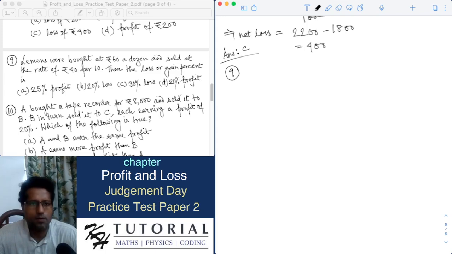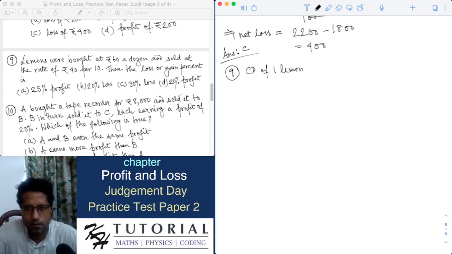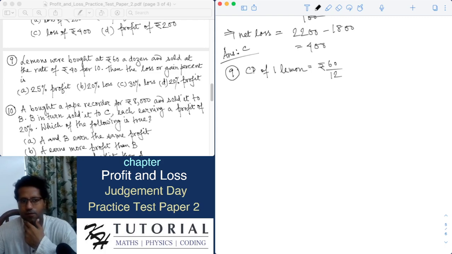So lemons were bought at rupees 60 a dozen. So we can say that the cost price of one lemon will be rupees 60 divided by 12. A dozen means 12. So 12 lemons were bought at rupees 60, so one lemon will be bought at rupees 60 by 12. This is a pretty simple unitary method. So this is rupees 5.